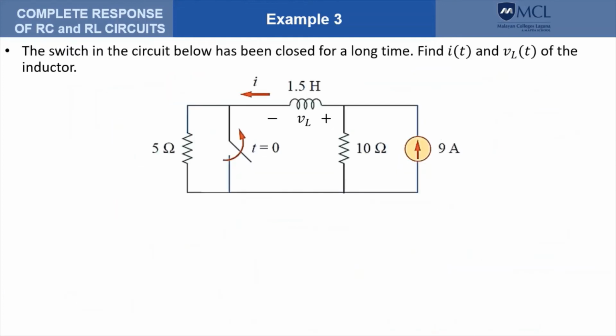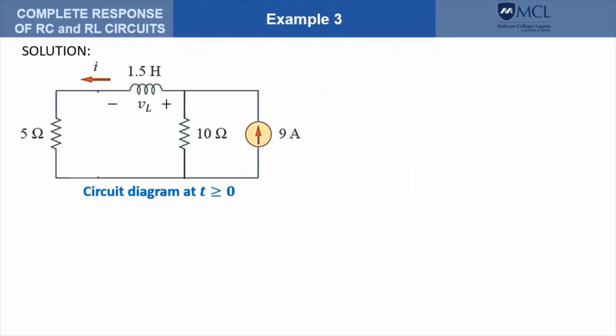In this example, we have an RL circuit where the switch has been closed for a long time. So we are required to determine the current through the inductor and the voltage across the inductor with the indicated polarity. So this is the circuit at t equals 0, or after the switch is open.